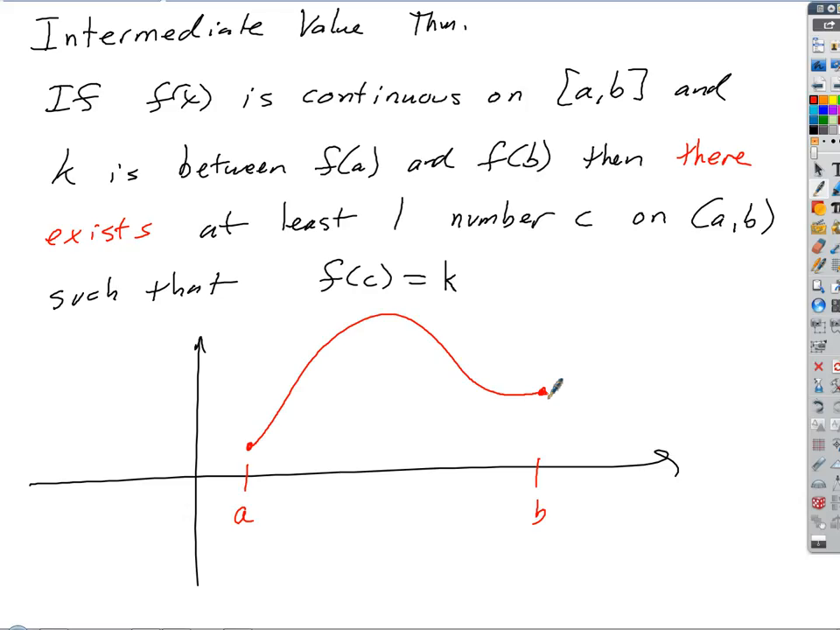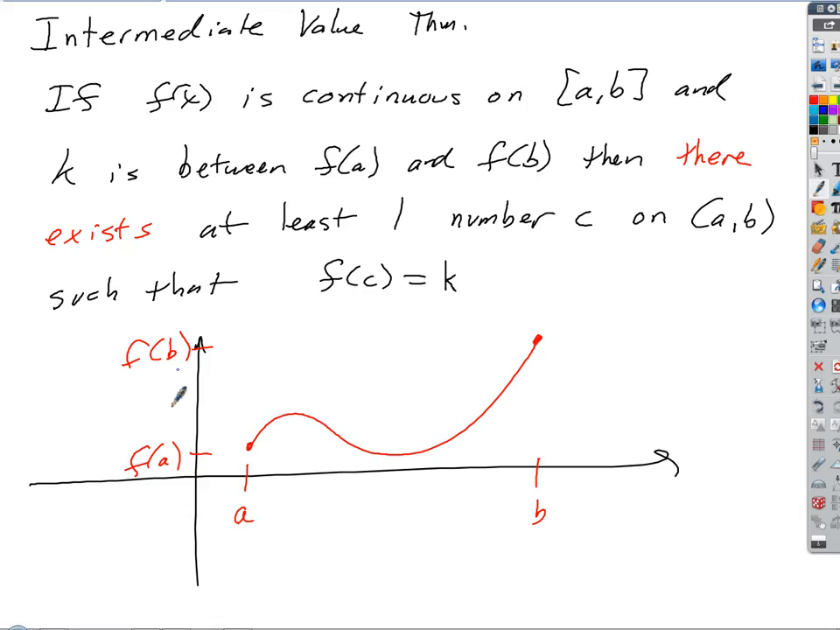And K is between f of A and f of B. Let me go back and redraw this just a little bit here. So then, would you agree that's f of A and that's f of B? K is just going to be some number you pick between f of A and f of B. Let's just call this K right there.